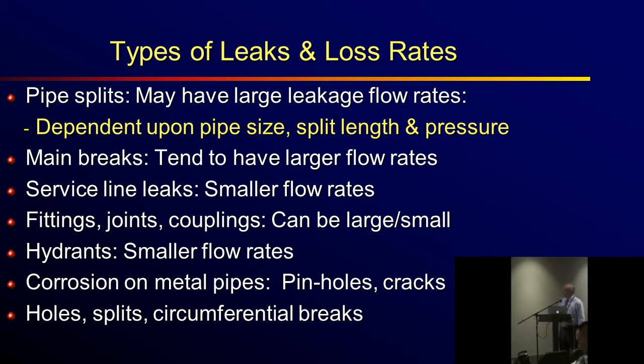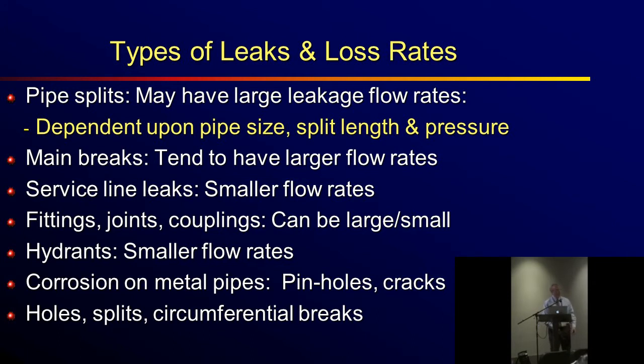You have leaks on joints and fittings and couplings, depending upon how much they're leaking and the size of the joint, the size of the fracture, and so on. It could be small weeps to large leaks. Fire hydrants, those types of leaks that have seats tend to have a smaller volume of water. Corrosion of metal pipes, pinholes, and cracks, it's variable depending upon the size of the orifice, the amount of pressure, and the number of pinholes. You can start ramping up in terms of a reasonable amount of flow rate. And then there's other hole splits and circumferential breaks and so on.